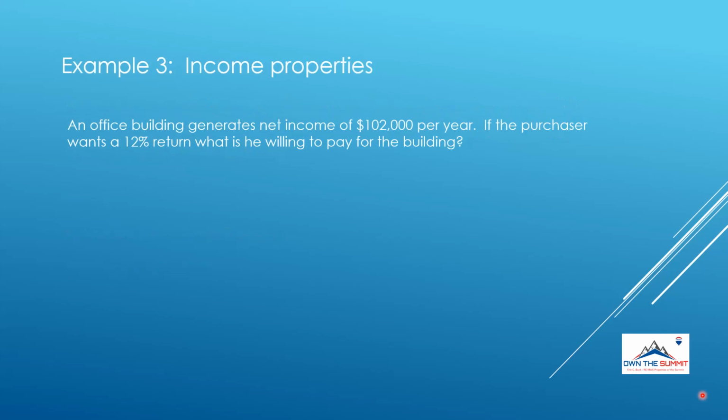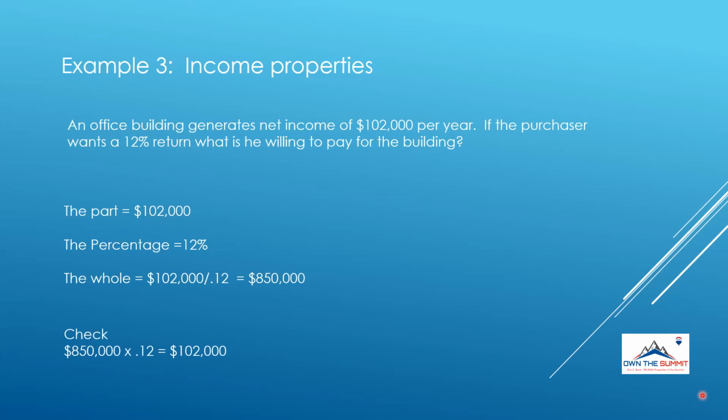Example 3, an office building generates net income of $102,000 per year. If the purchaser wants a 12% return, what is he willing to pay for the building? Well, $102,000 is our part, 12% is our percentage, divide the part by the percentage, and we get the building is worth $850,000. We can check again, take $850,000 times the 12% return, and that gives us $102,000.